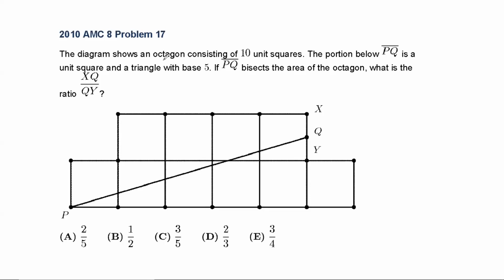So bisect means that this line in the middle here splits the area into two equal areas. If the octagon, the weird looking octagon, is 10 unit squares in area, that means that on each side of this red line the area is 5 unit squares. So bisect basically means cut in half.